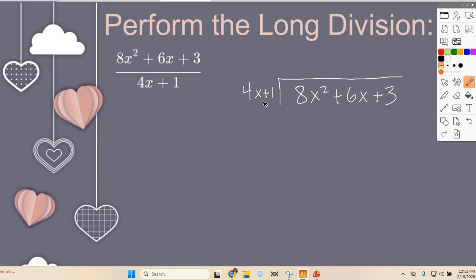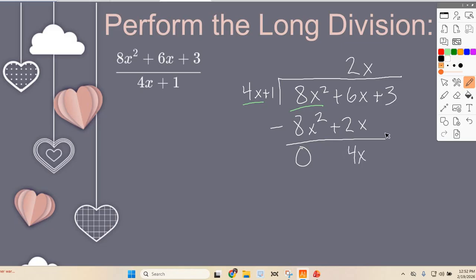Take our first term and look at what I need to multiply 4x by to get 8x squared. 2x. And we multiply, so 2x times 4x gives us 8x squared, which is what we want. And then 2x times 1 gives us 2x. And then what do we do going down? Subtract. Yep. So 8x squared minus 8x squared gives us 0, which is what we want, because we want that first term to go away. And then 6x minus 2x gives us 4x.